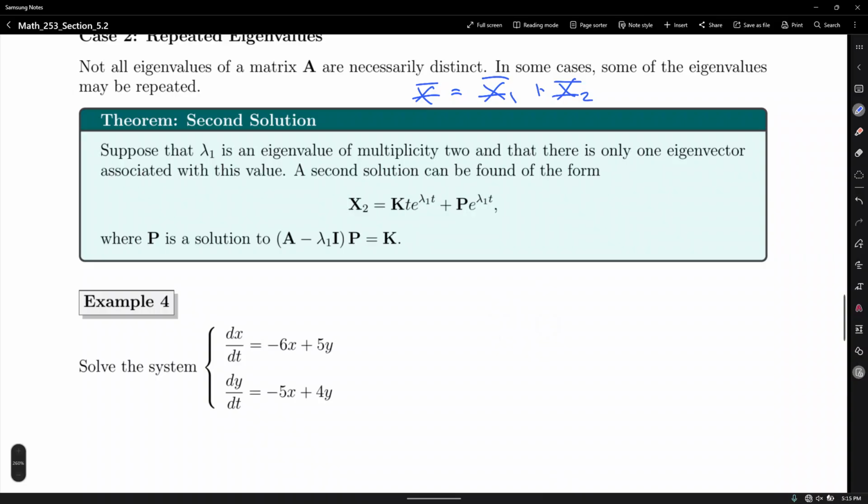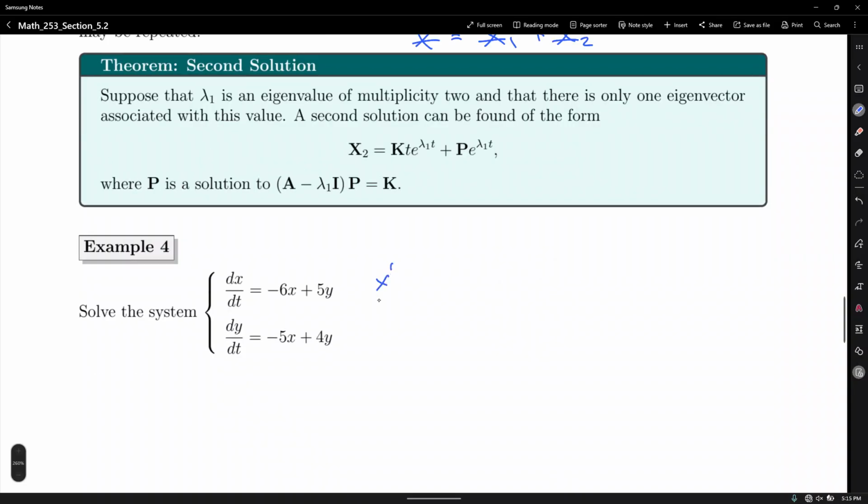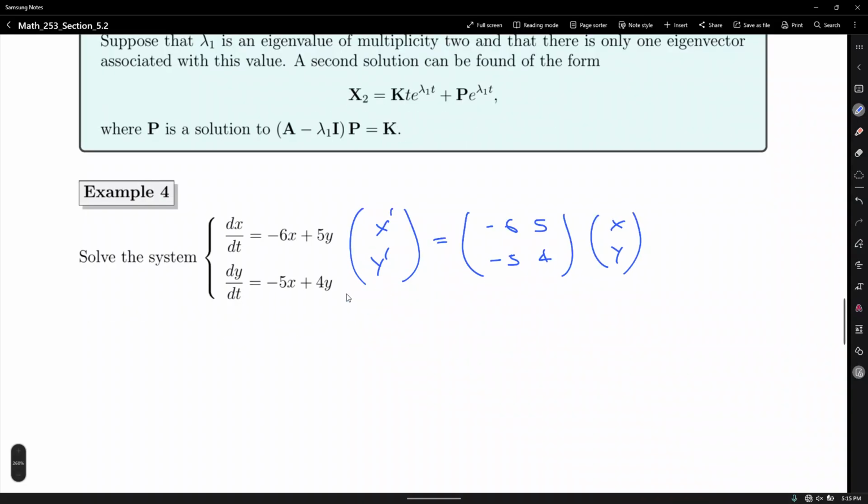Okay, so we have this system right here. How about we set it in matrix form? That is, the derivative of the vector equals negative 6, 5, negative 5, 4 times the vector x, y, where in this case our matrix A is this coefficient matrix. And we need to find the determinant of A minus lambda I and let that be equal to zero, not a zero vector, because the determinant equals a scalar, not a vector.